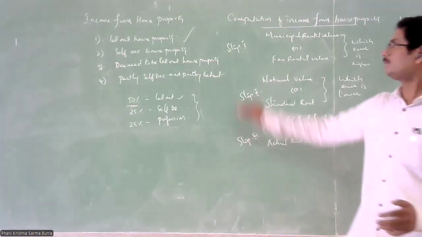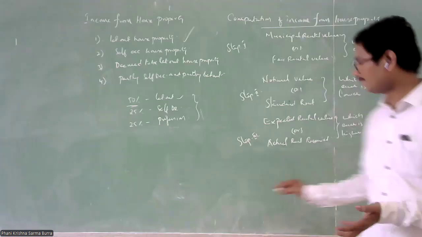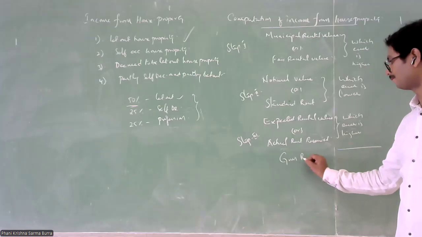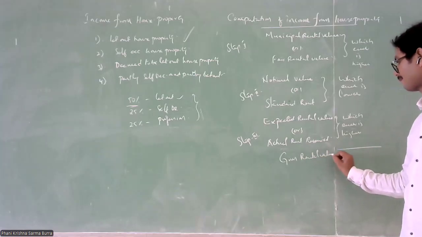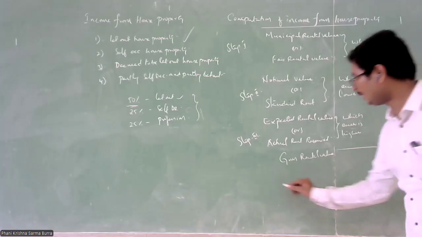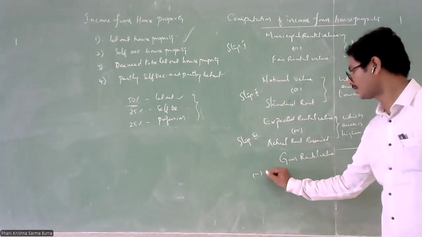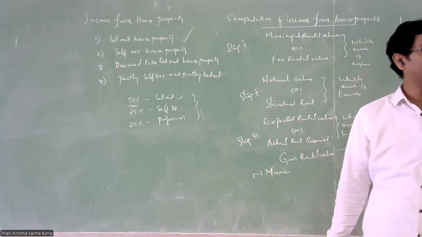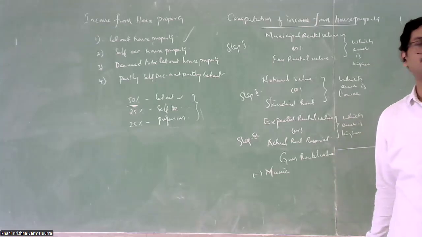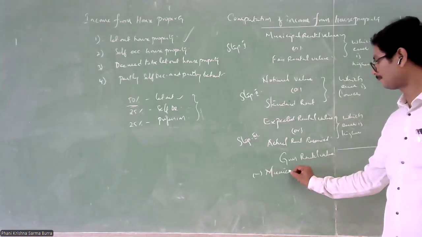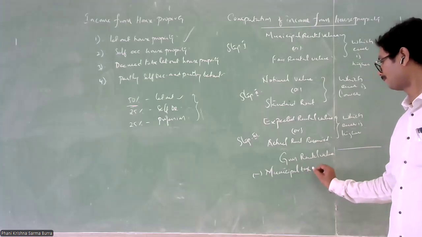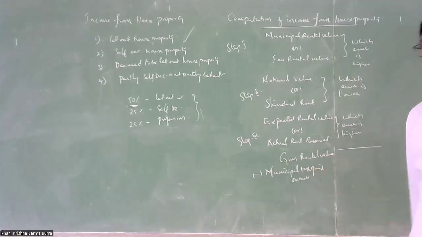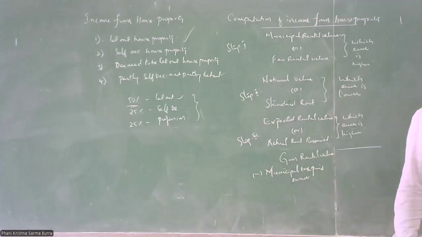So it is very easy to compute the house property. The highest value is called the gross rental value, and less, in case any municipal taxes are given and these municipal taxes are paid by the owner. We allow the taxes paid by the owner.